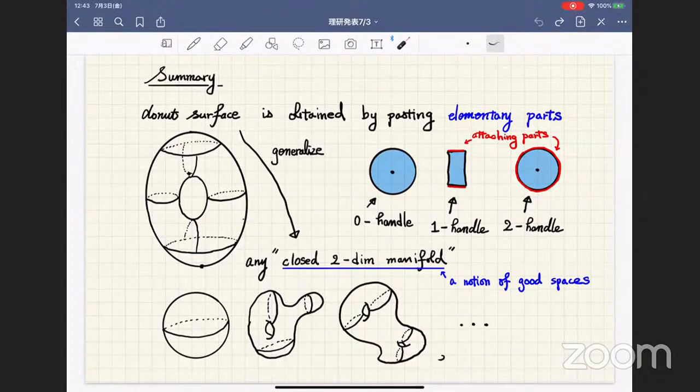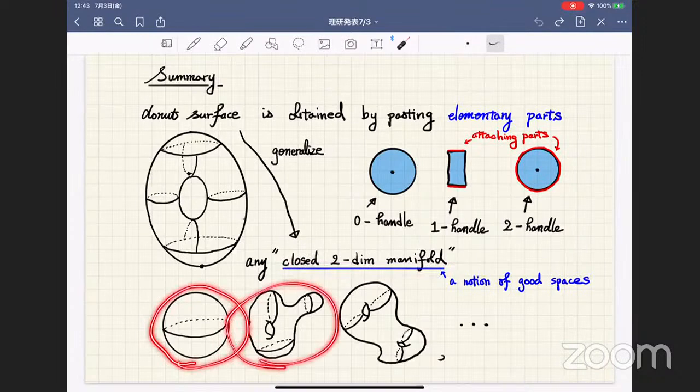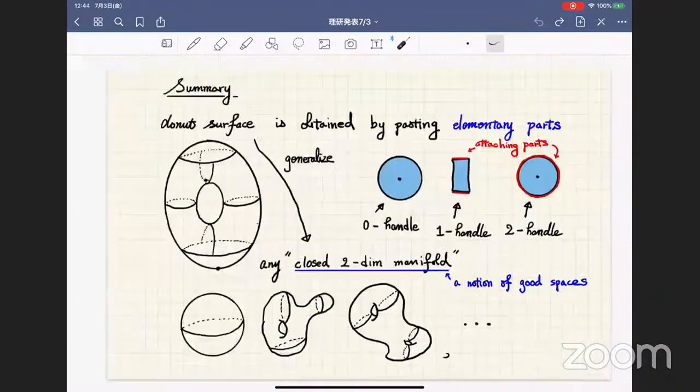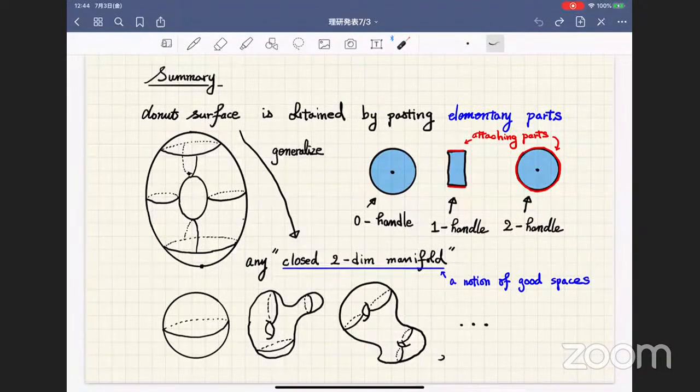And this observation can be generalized to any closed two-dimensional manifold. And this is a notion of geometric spaces in the study of topology, which includes these pictures. And now we are seeing a two-dimensional space, but this observation can be generalized to any n-dimensional geometric space, n-dimensional manifold. So this is the main idea of Morse theory.